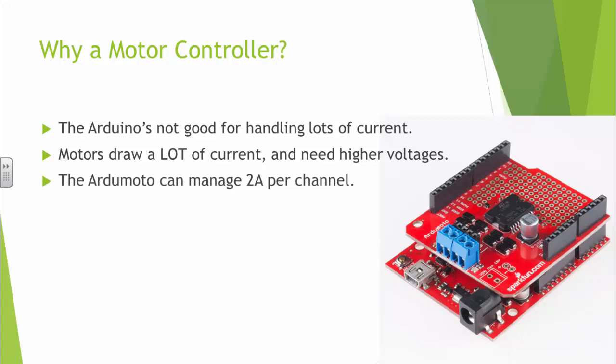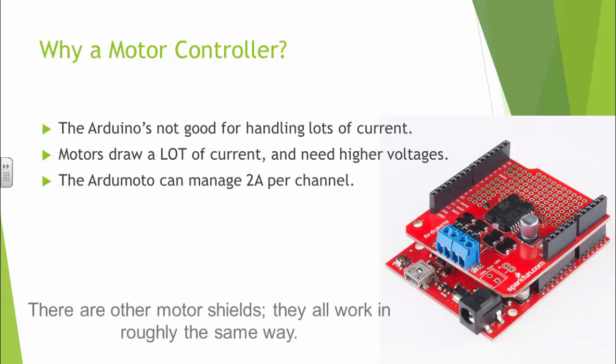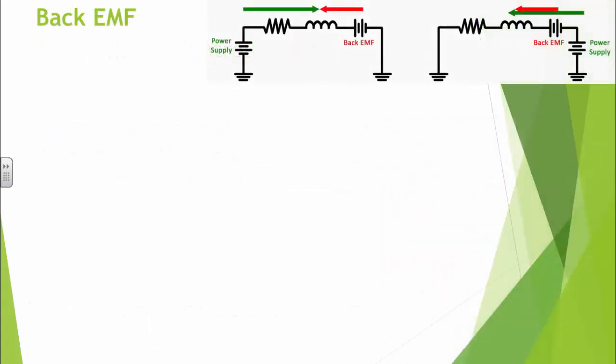So the Ardumoto can manage 2 amps per channel, much more than an Arduino. It can also handle up to 18 volts input. It's worth noting that this motor shield needs its own power supply. It can't run from the power from the Arduino. In case you're curious, SparkFun are not the only ones who make motor shields. There are lots of other motor shields, but they all work in roughly the same way, so we can use it as our example.